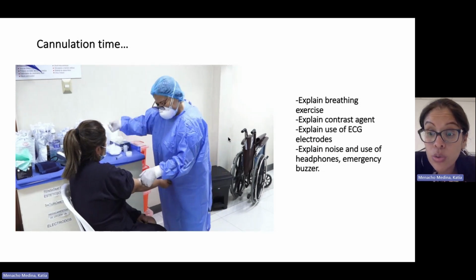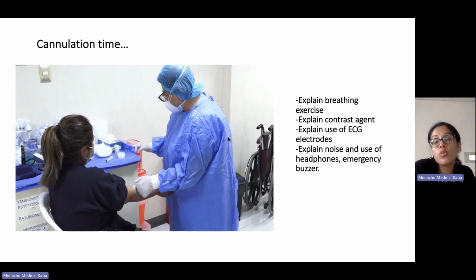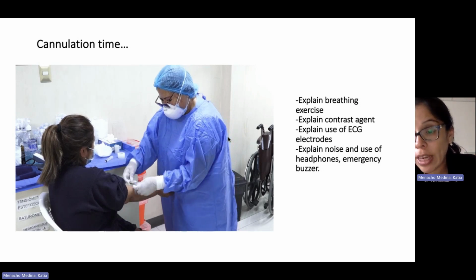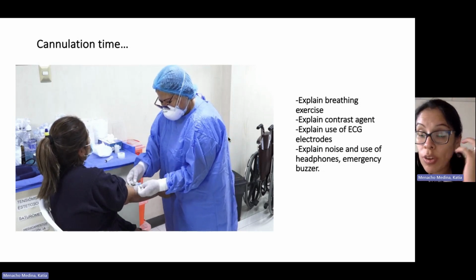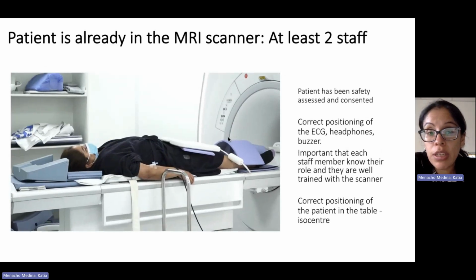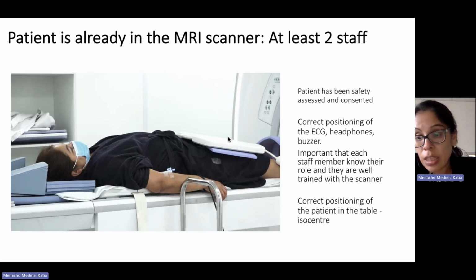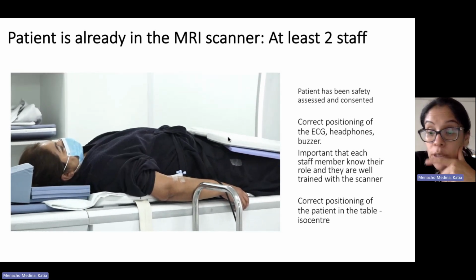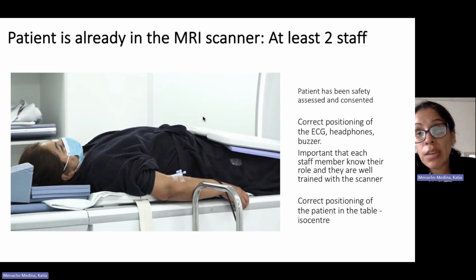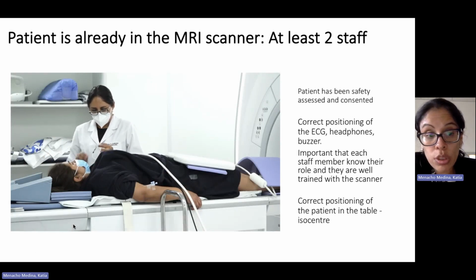explain that we will need to put ECG electrodes to trace the heart rate, and that can help them to have a correct acquisition of the pictures, the use of headphones, and the use of the emergency buzzer. And here is when the patient is already in the scanner, and you can see that in this case it is GE, the position of the patient is different to Siemens or Philips. So make sure that there are at least 2 people, that can be the doctor or radiographer and the nurse, that can work together and support each other.